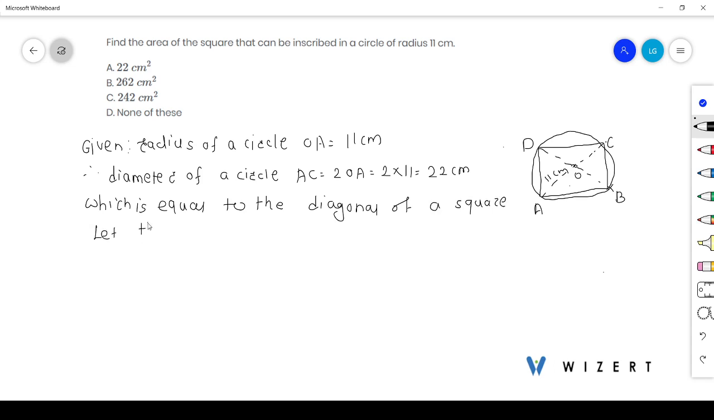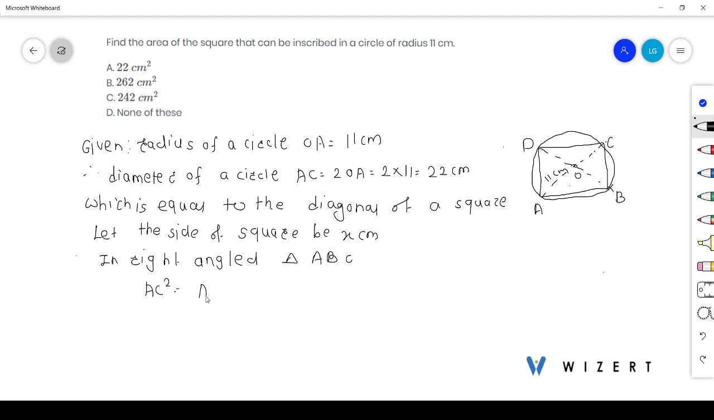Let the side of square be x centimeters. So here in right angle triangle ABC, AC square equals AB square plus BC square. This is by Pythagoras theorem.